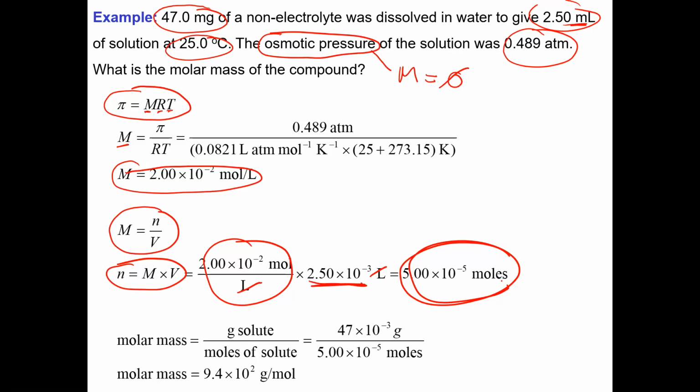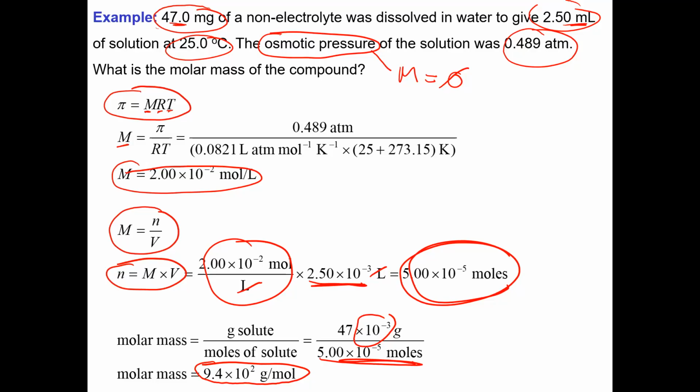Now we kind of know what to do from here because molar mass is equal to grams of solute over moles of solute. We have 47 milligrams of solute, which we can easily convert to grams just by multiplying by 10 to the minus 3. And we had previously solved for the number of moles. So in this case, our molar mass ends up being 940.